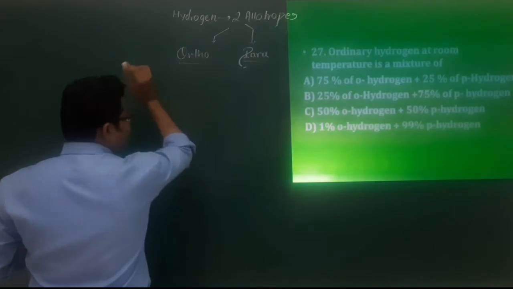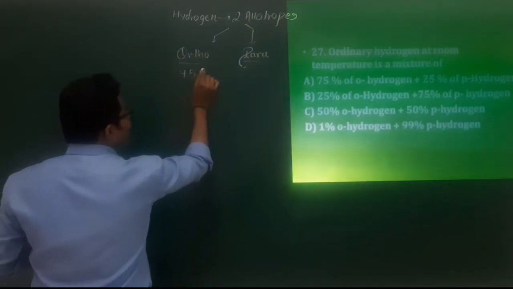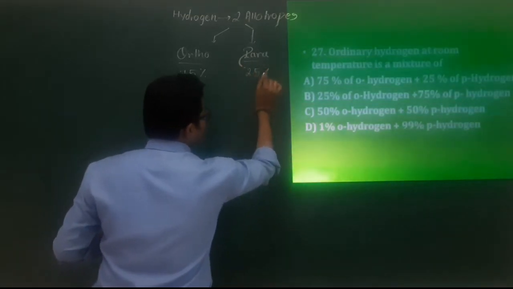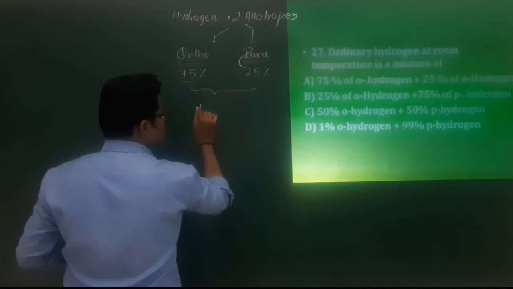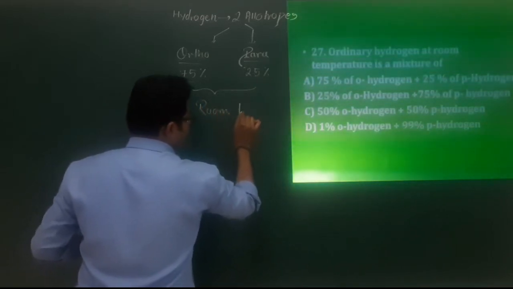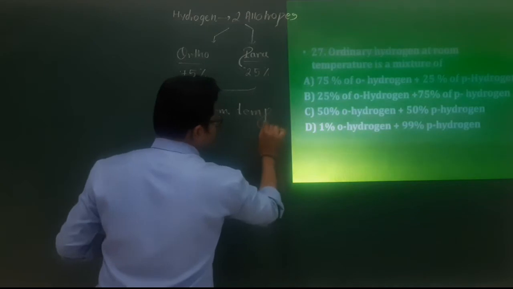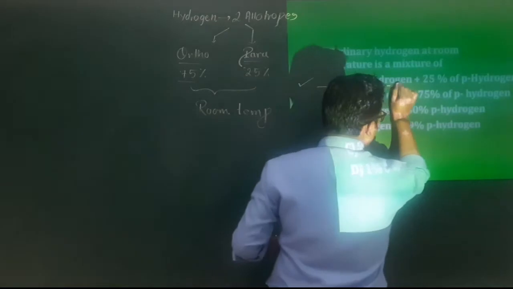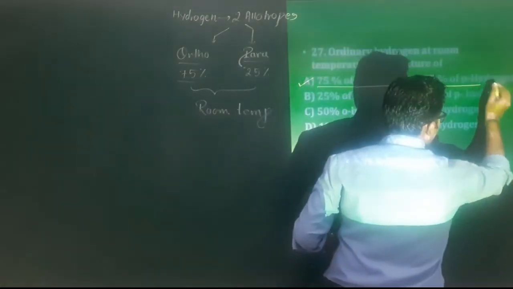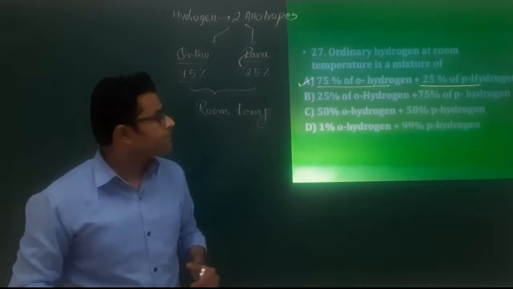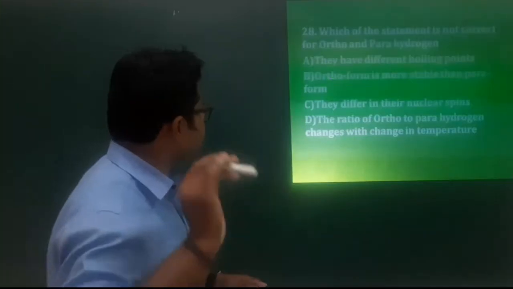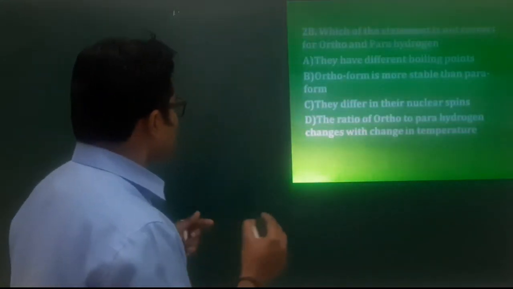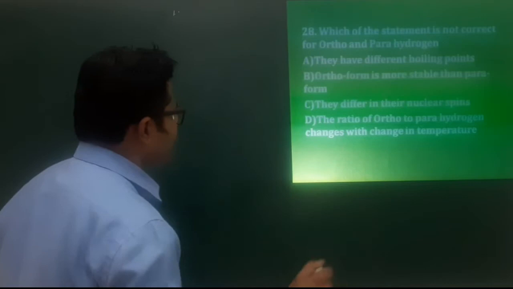So, ortho at the room temperature constitutes around 75%, while para constitutes around 25%. We are speaking this with respect to the room temperature only. So in this aspect, we have option 1 as 75% ortho hydrogen and of course 25% para hydrogen. The next question, number 28. Which of the statements is not correct for ortho and para hydrogen?